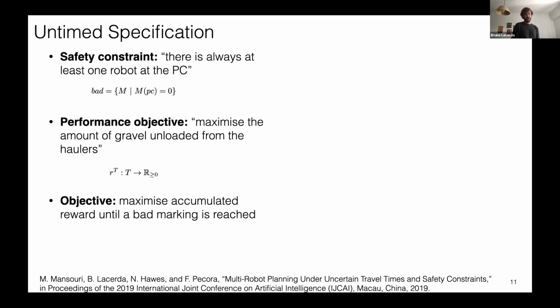Okay, so then, given these models, we can start thinking about different specifications. We have this type of specification that I described before, which is untimed, and considers the specific constraint of always having one robot at the PC. And this can be defined just as some set of bad states that cannot be reached. We also have a performance objective that is maximizing throughput. This can be modeled as some reward that you get when robots unload. And then we pose the objective as maximizing the accumulated reward until one of these bad markings is reached. So we try to get as much throughput as possible. When we get to one of the bad markings, the system stops and we cannot get more rewards. So the system needs to trade off getting as much reward as possible, but also making sure that these bad states aren't reached quickly.